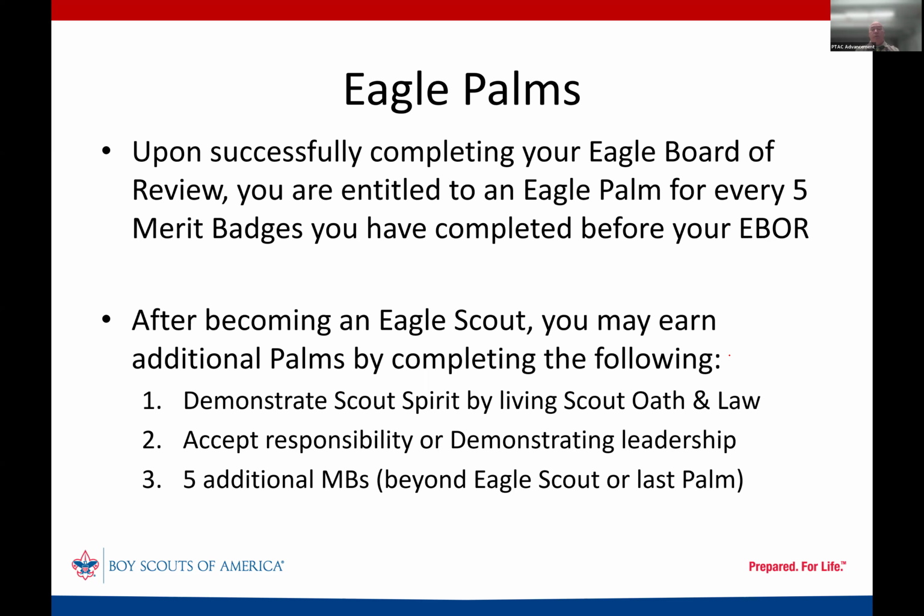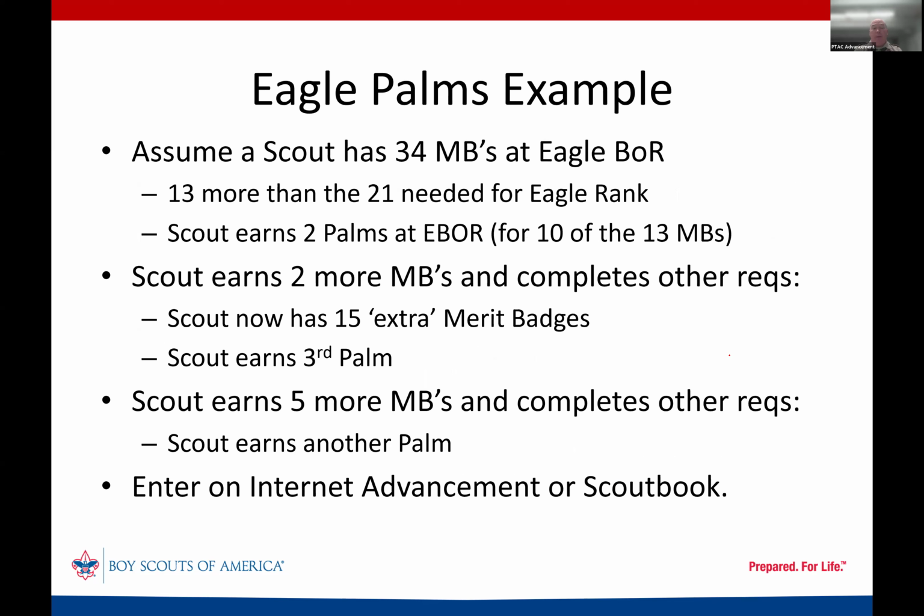And then for each additional 5 merit badges beyond getting the Eagle Scout or that last palm. Okay. And so a couple things that I often do here, because sometimes this gets a little confusing. Let's say that a scout at the day of the Eagle Board of Review has earned 34 merit badges. So that's 13 more merit badges than the 21 needed for the Eagle rank. Okay. So the scout is going to earn 2 palms, basically at that Eagle Board of Review, for 10 of those 13 merit badges.